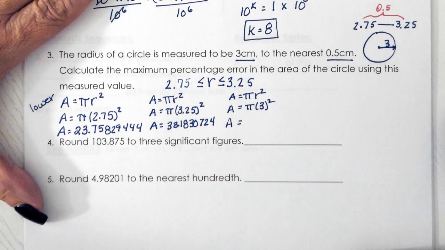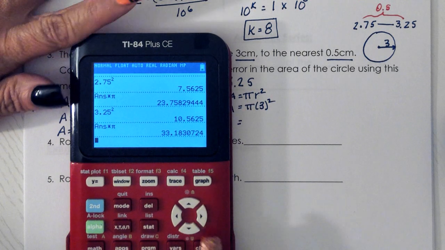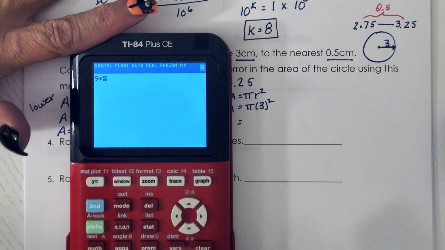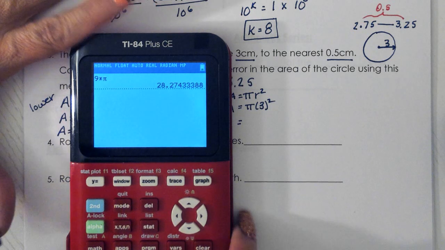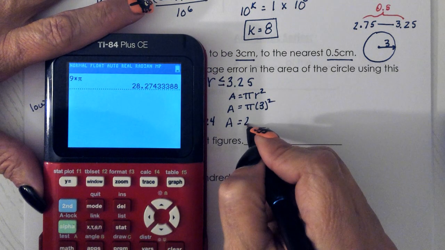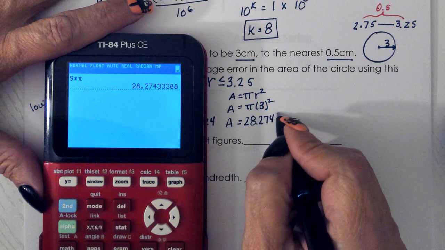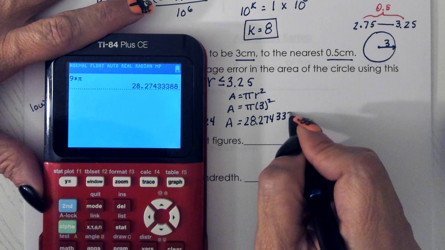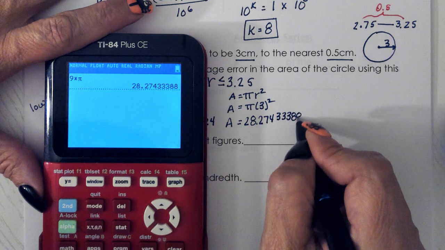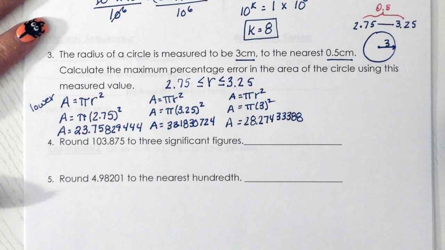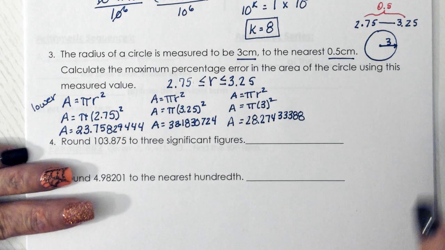So the area equals, 3 times 3 is 9, so 9 times pi exactly is 28.2743338. Would it be easier to probably leave pi in your answer? Yeah, it'd probably be a whole lot easier if we did that.